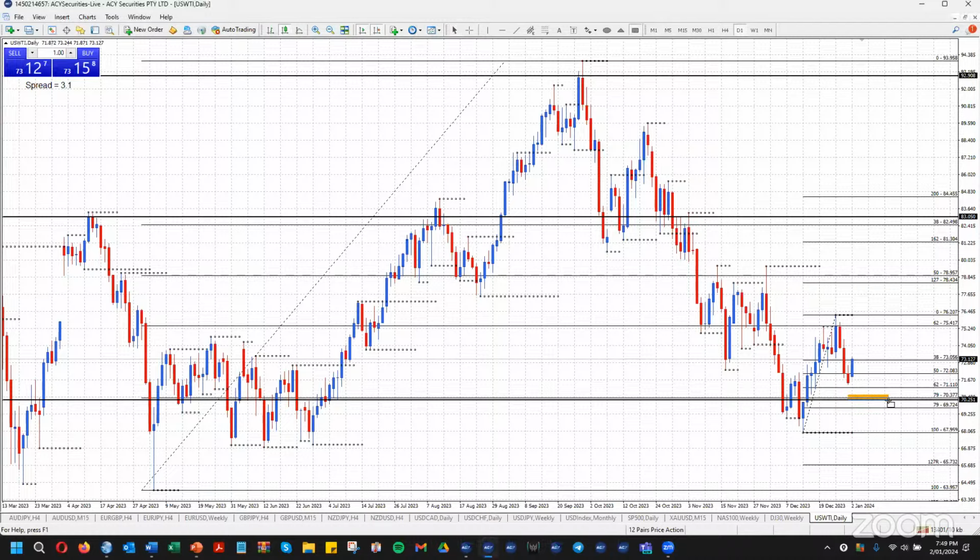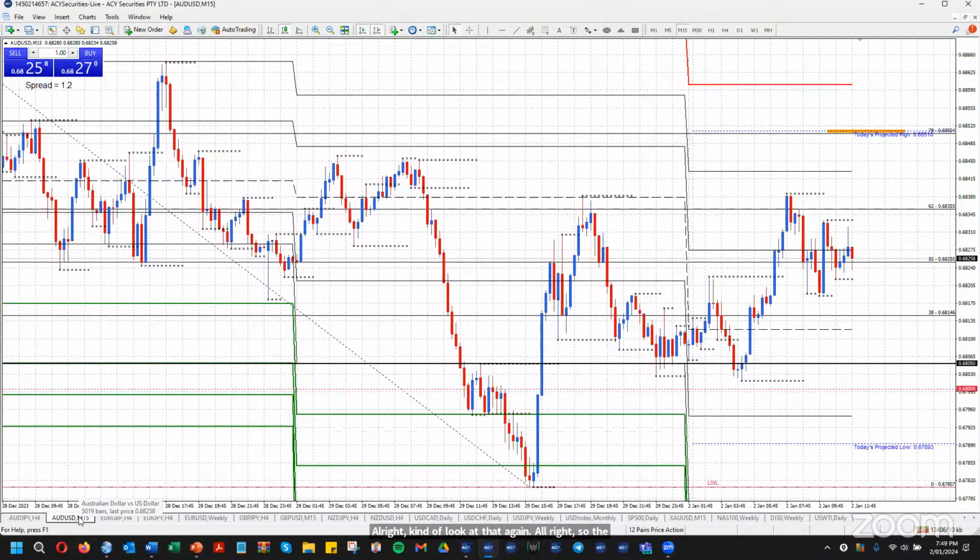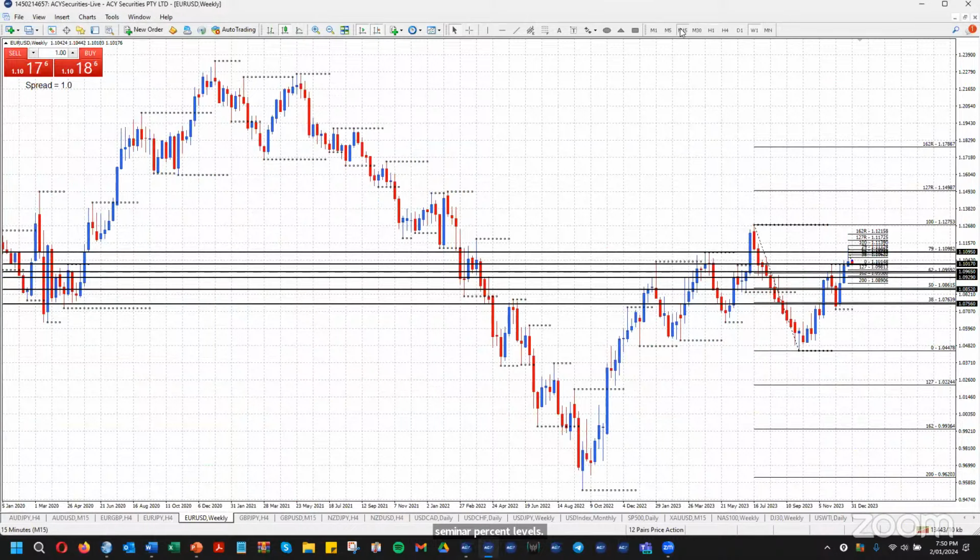All right, we can have a look at that again. So the market, some of the pairs at the moment are a little bit range bound. I'm just looking to the outer ends of last week's rejection at the moment. Can price get up into those 79% levels and then play nicely?